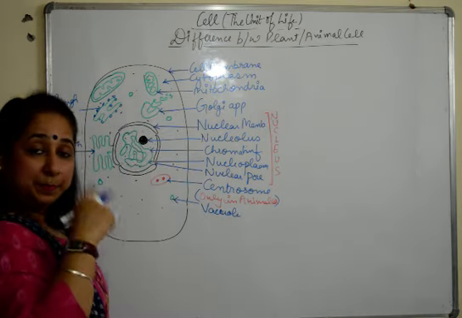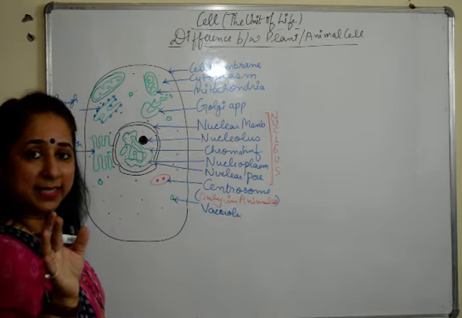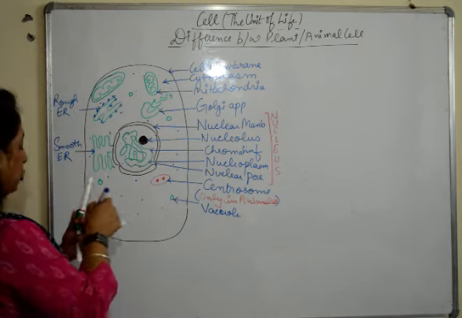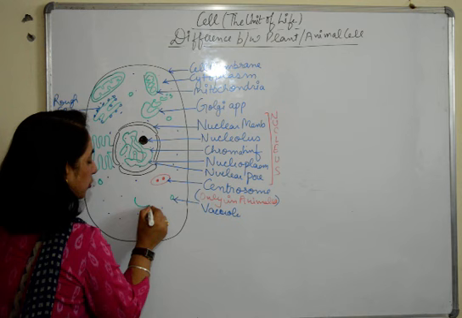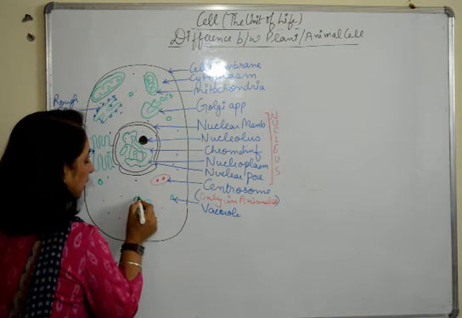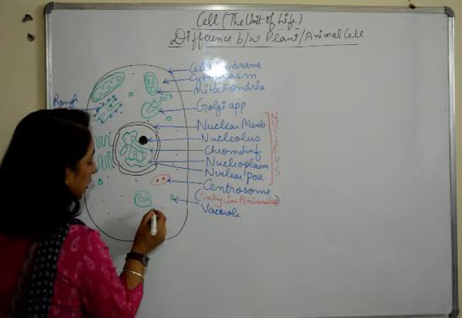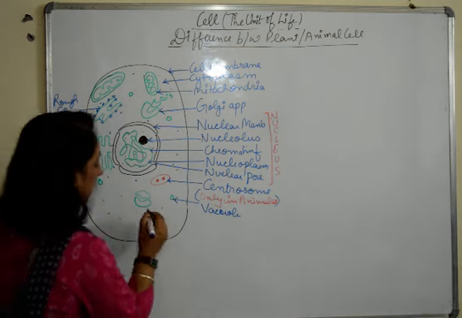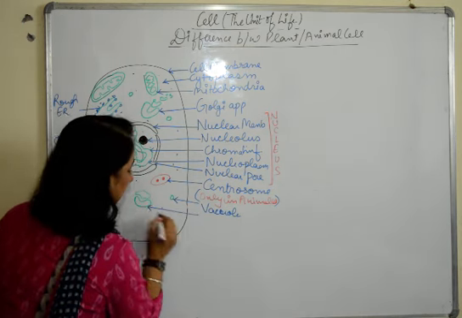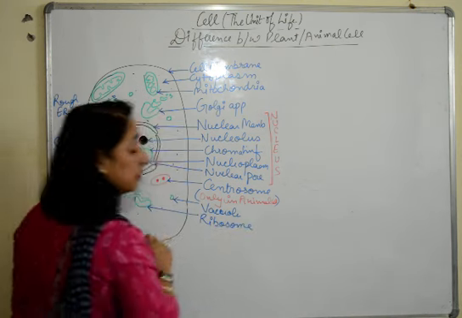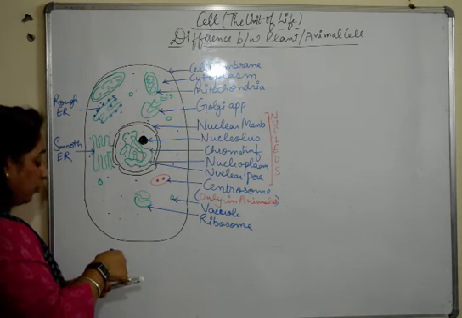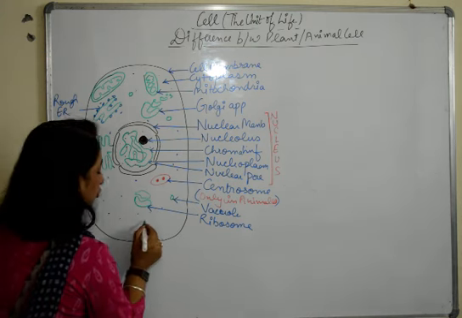Then it's an animal cell, so no plastid is there. But we have ribosomes. So how do they appear? As I told you, it is a 2 subunit structure. So this is a ribosome, sorry. Label it ribosome. Fine. Again, we have one more left, that is lysosomes.